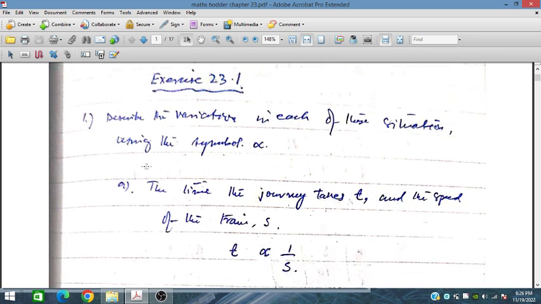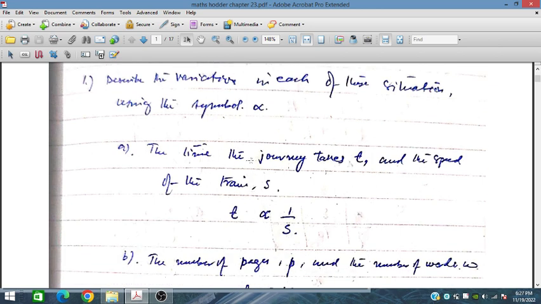Question number 1: describe the variation in each of these situations using the symbol proportional. The time that the journey takes, t, and the speed of the train, s. If the speed is increased, then less time will be required to complete the journey. So this is an inverse relationship, indirect proportion.